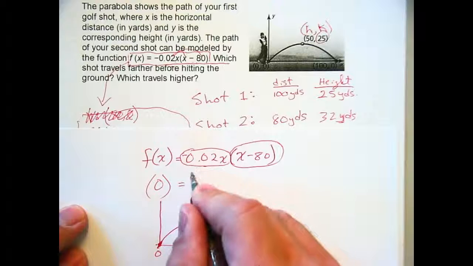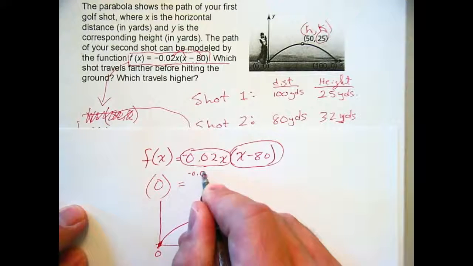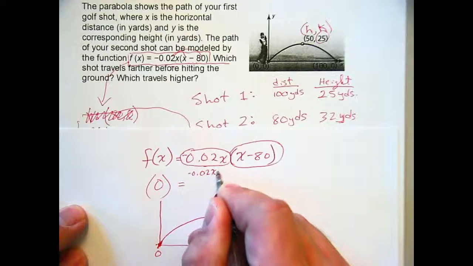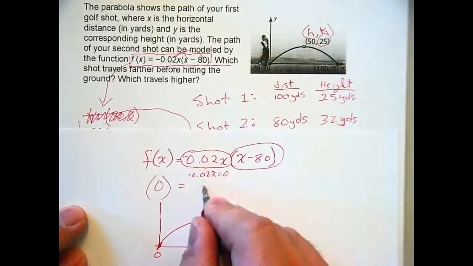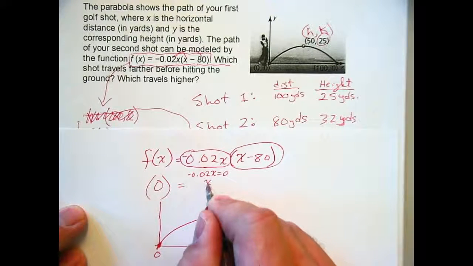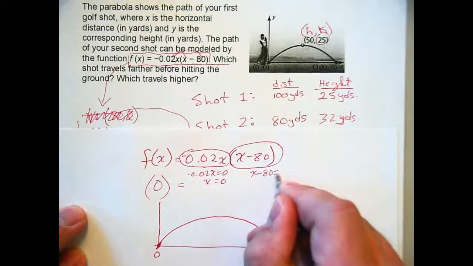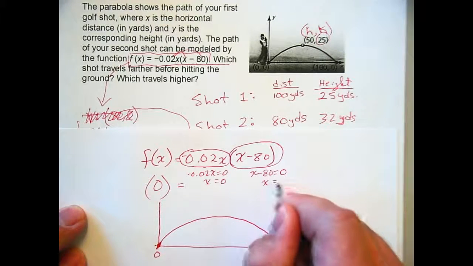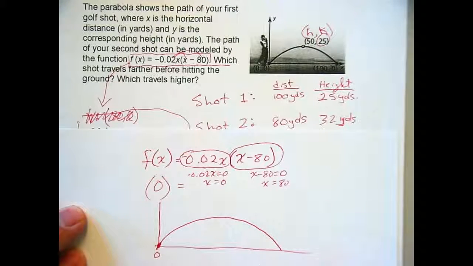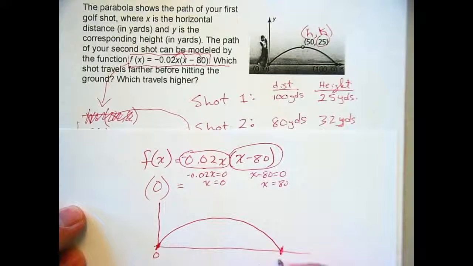Yeah, this one right here. Look, if I go negative 0.02 x equals 0, and I solve, x equals 0. If I say x minus 80 equals 0, and I solve, x equals 80. Look how much easier that was. That tells me this is 80.